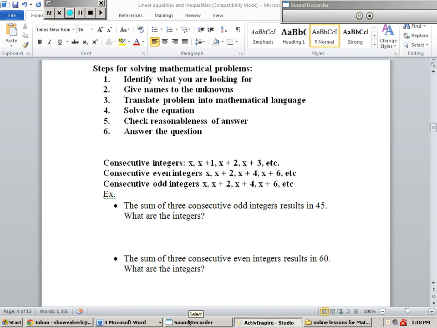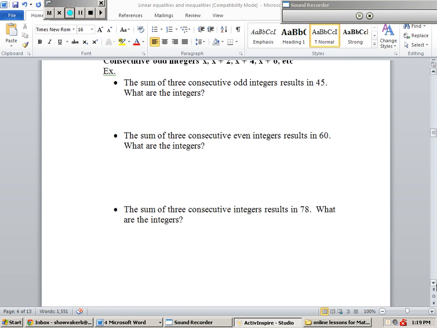The sum of 3 consecutive even integers results in 60. So I go to my even integers, which are x, x plus 2, x plus 4, same formula as my odds, equals 60. 3x plus 6 equals 60. Subtract the 6. 3x equals 54. Divide by 3. X is 18, so x plus 2 is 20, and x plus 4 is 22. As you can see, the answers to this are even.